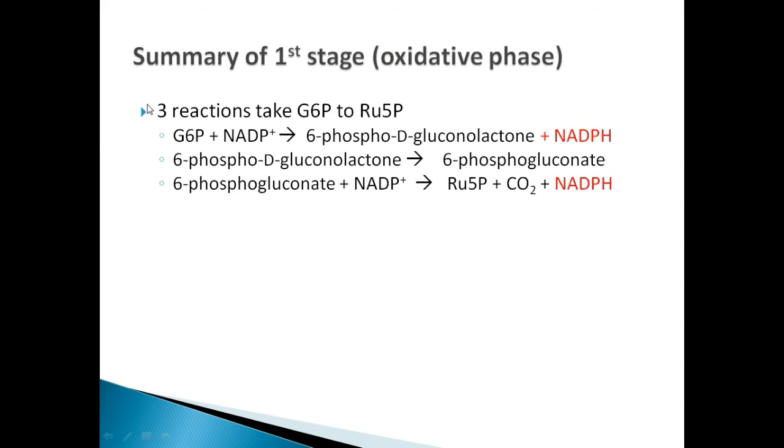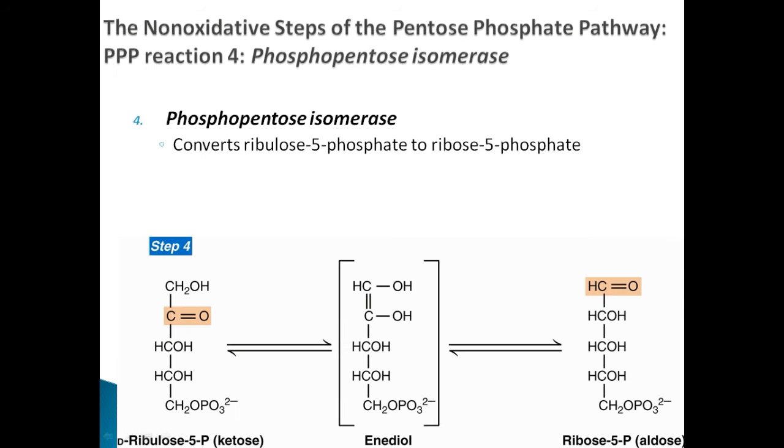So, a very brief summary. There are three reactions in this oxidative phase. Glucose 6-phosphate is turned into 6-phosphogluconolactone, and an NADPH is produced. And in the third reaction, we also have an NADPH produced when 6-phosphogluconate is turned into ribulose 5-phosphate and a carbon dioxide. So this generates two molecules of NADPH from a glucose 6-phosphate.